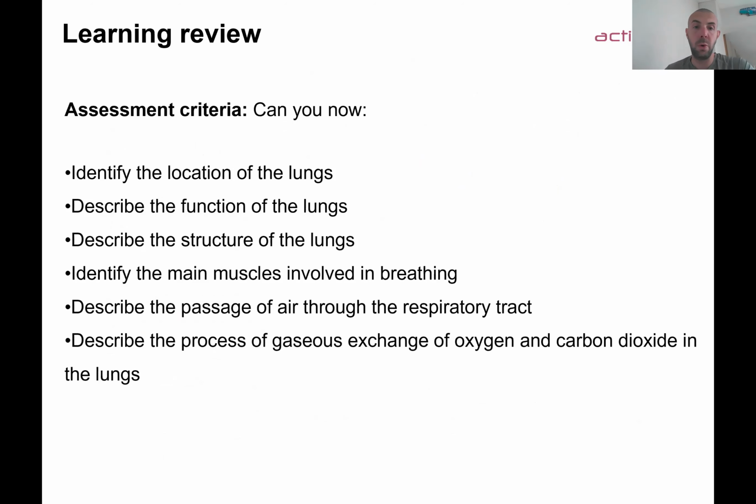So a little review of what we've just gone through. It's a nice quick one, but hopefully it's given you an idea about the respiratory system. So we've looked at the location of the lungs, described the function and the structure, and then we've identified the main muscles involved in breathing. So we talked about the diaphragm and the intercostal muscles, and path of air, and described the process of gaseous exchange.